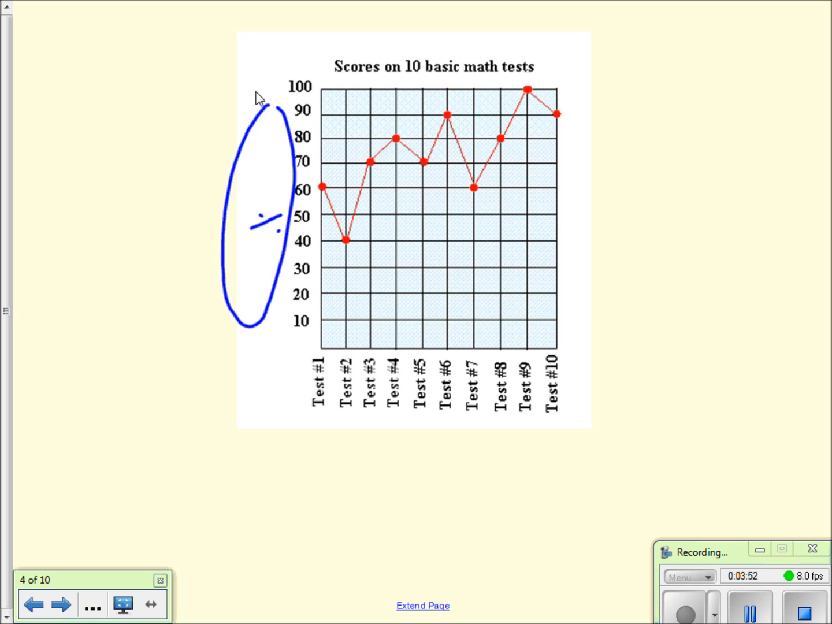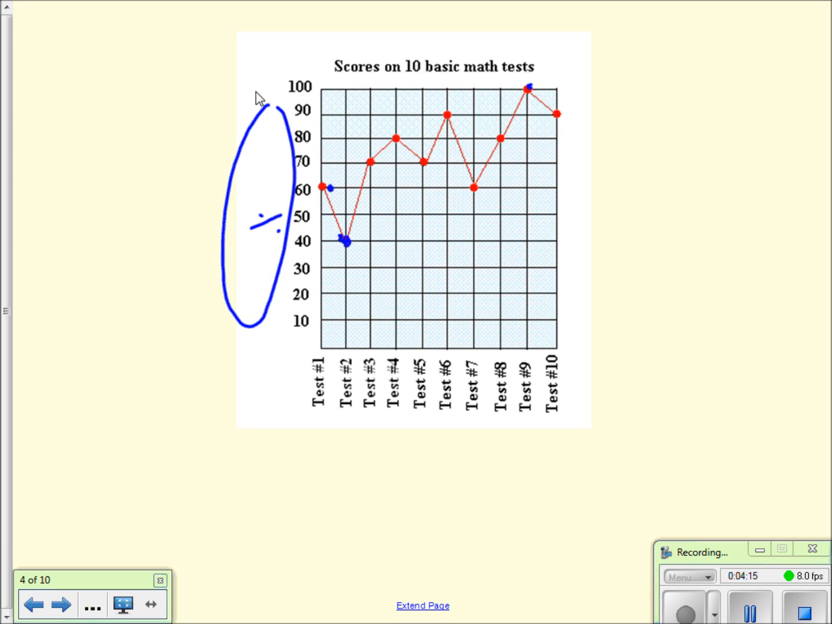So we can see on test 1, if we go up test 1, I got 60%. Test 2, we've been here at 40%. And we keep reading it. Which test did they do the best on? Well, we're going to look for the highest one, right there at 100%. That's on test 9. Which test did they do worse on? Finding the lowest. That'd be down here. That 40%, that's test 2.